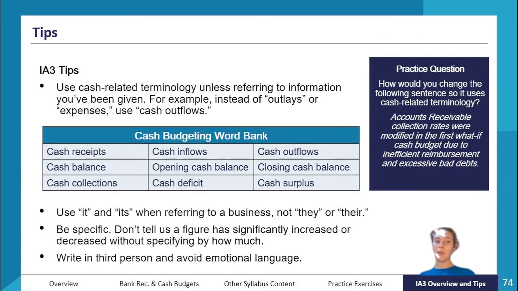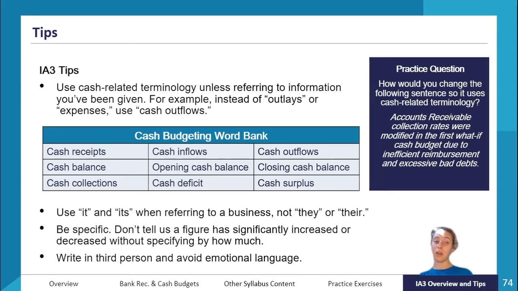So to finish off, let's have a look at some tips that you can take into the rest of the year for accounting. Like I mentioned earlier, it is really important to use your cash-related terminology. So unless you're referring to information you've been given that isn't cash-related information, make sure that you use cash terminology. So for example, instead of using outlays or expenses, use cash outflows. And I've done a little bit of a cash budgeting word bank here, so you can see what kind of words and phrases you should be using in this assignment.